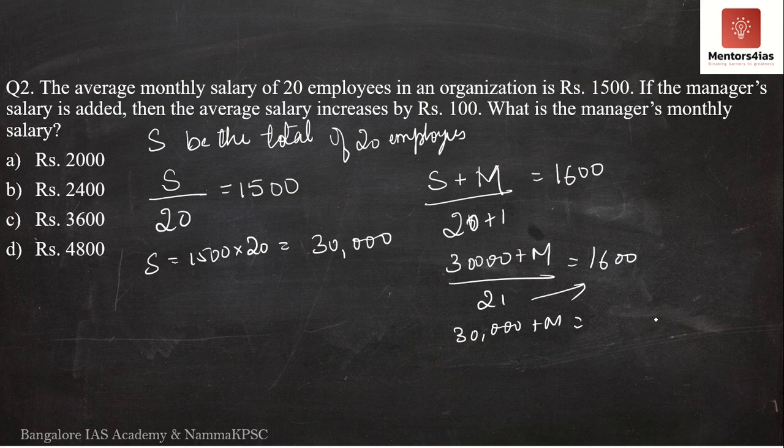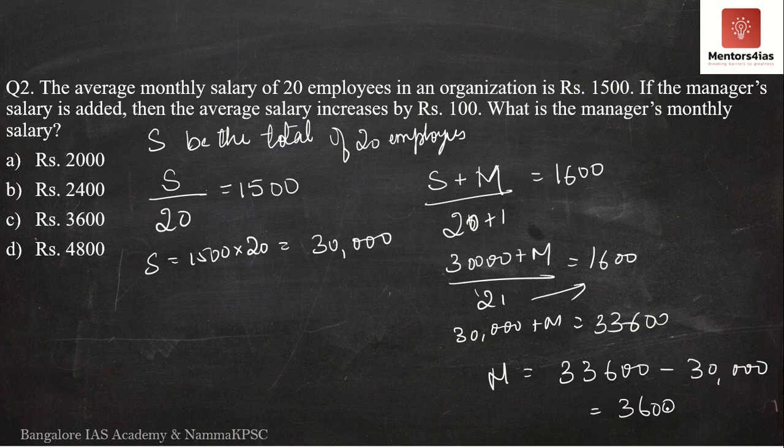So what do we get here? 0 and 0. 16 ones are 16, so 6 here. 16 twos are 32. 32 plus 1 is 33. When I multiply 21 into 1600, I get 33,600. Therefore, what is the manager's salary? It is nothing but 33,600 minus 30,000, which is equal to 3,600. Therefore, the correct option is option C. The correct answer is rupees 3,600. That is the manager's monthly salary.